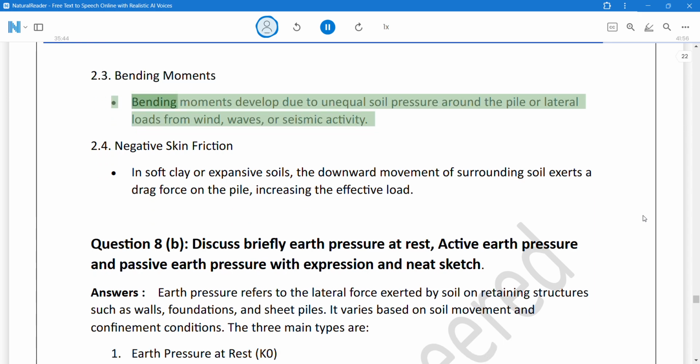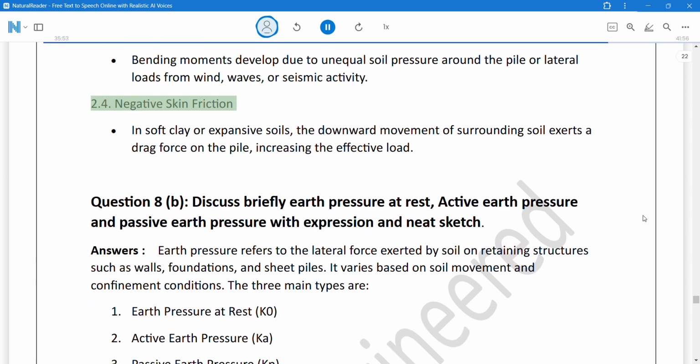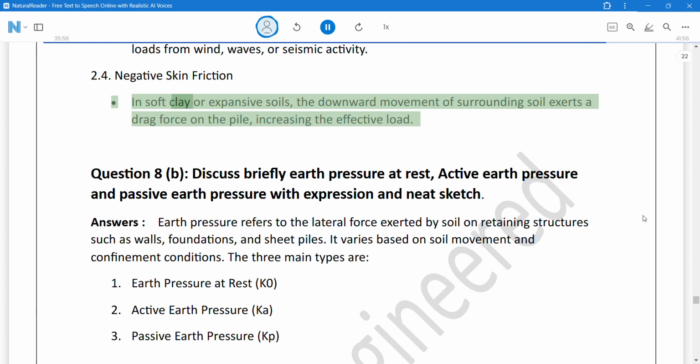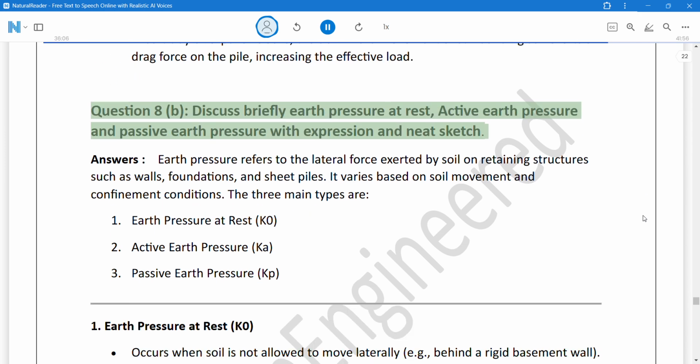2.3 Bending moments. Bending moments develop due to unequal soil pressure around the pile or lateral loads from wind, waves, or seismic activity. 2.4 Negative skin friction. In soft clay or expansive soils, the downward movement of surrounding soil exerts a drag force on the pile, increasing the effective load.